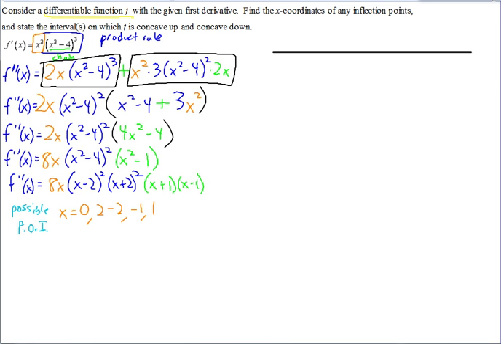So label your number line f double prime of x, again, the second derivative. And we've got -2, -1, 0, 1, and 2. And all of these make the second derivative equal to 0.